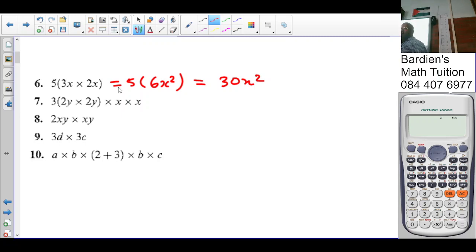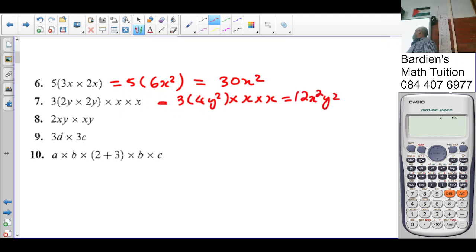You see, after one meeting, you now show improvement. Okay, let's look at the next one. 12x squared y squared. You all got that? Otherwise, you can write it as 3x times 2y times 2y, which is going to be 4y squared times x. 3 times 4 is 12. X comes before y in the alphabet, so it's going to be 12x squared y squared.